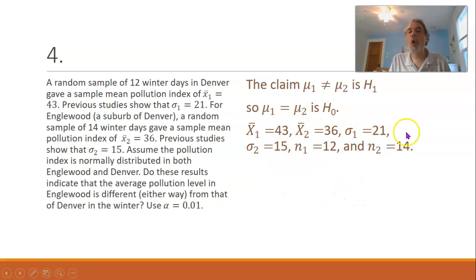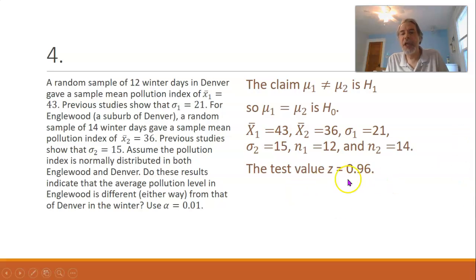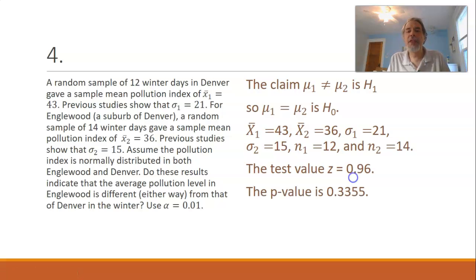So putting all of those numbers into either the formula or the graphing calculator or the Excel spreadsheet or whatever app or software or whatever thing you're using to do the calculations, you get a test value of 0.96. And then that means that the p-value is 0.3355.